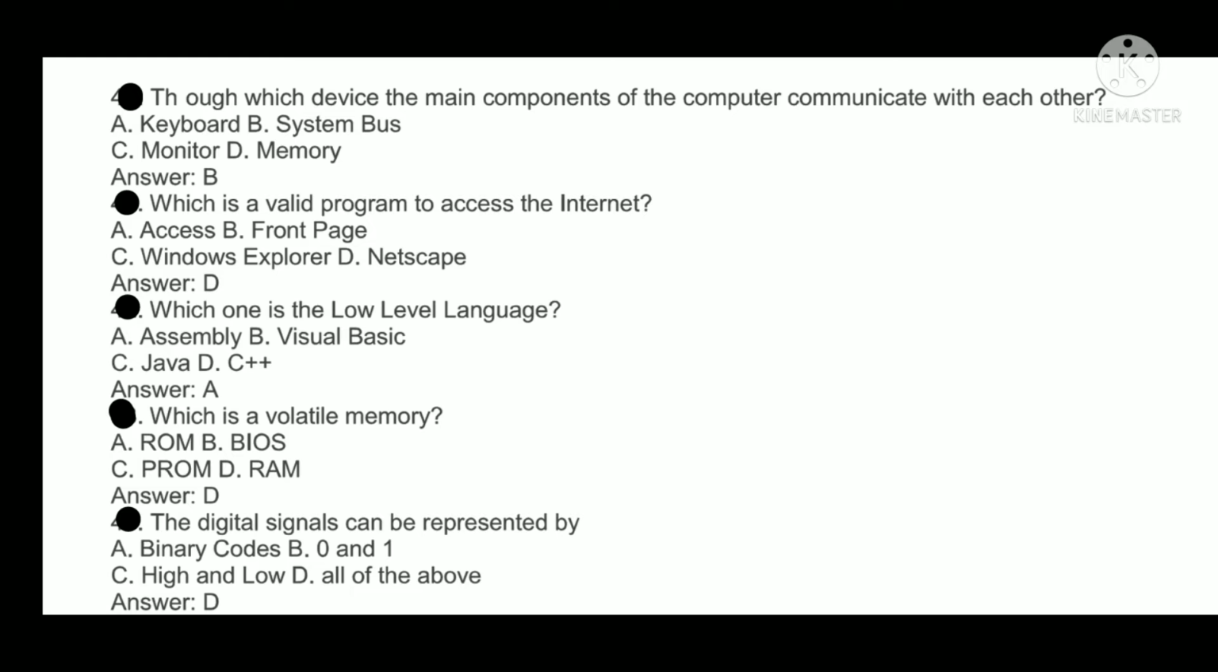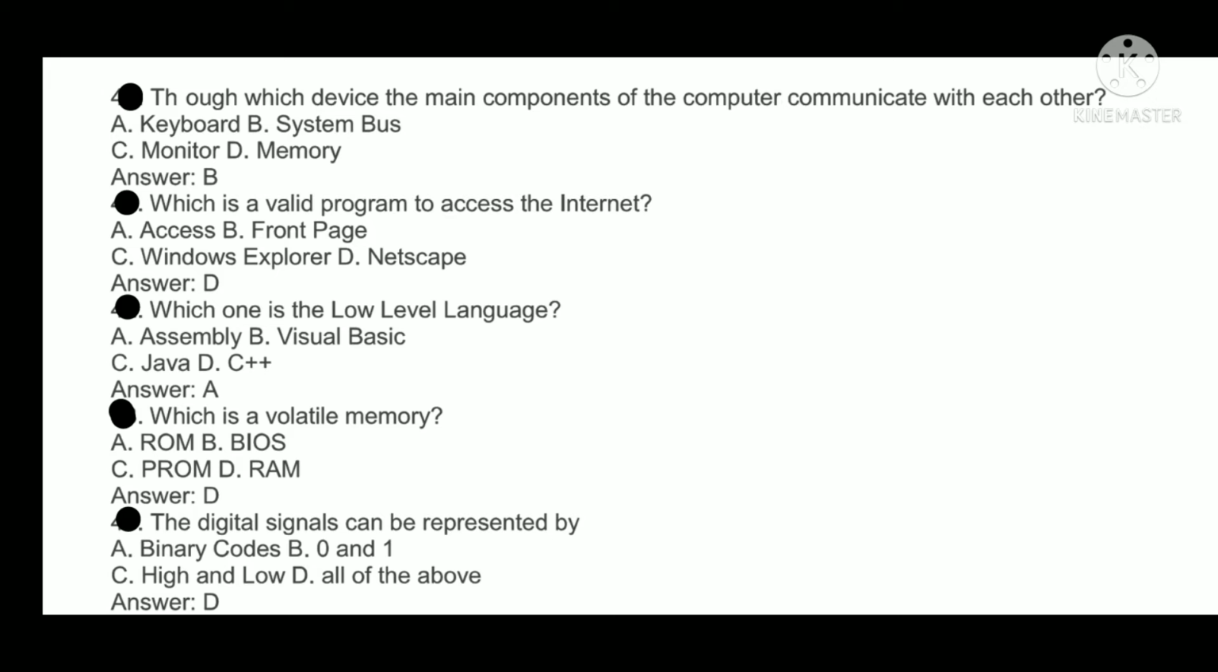Which device do the main components of the computer use to communicate with each other? B. System bus. Which is a valid program to access the internet? D. Netscape. Which one is the low-level language? A. Assembly. Which is a volatile memory?